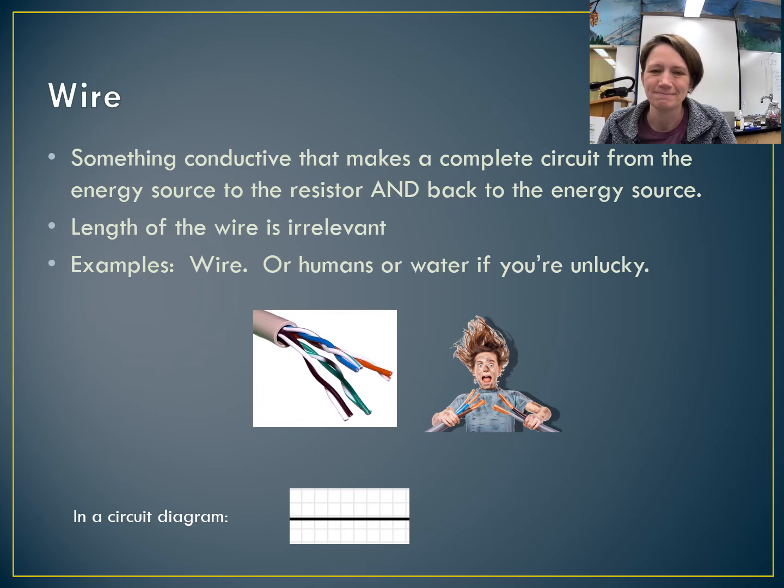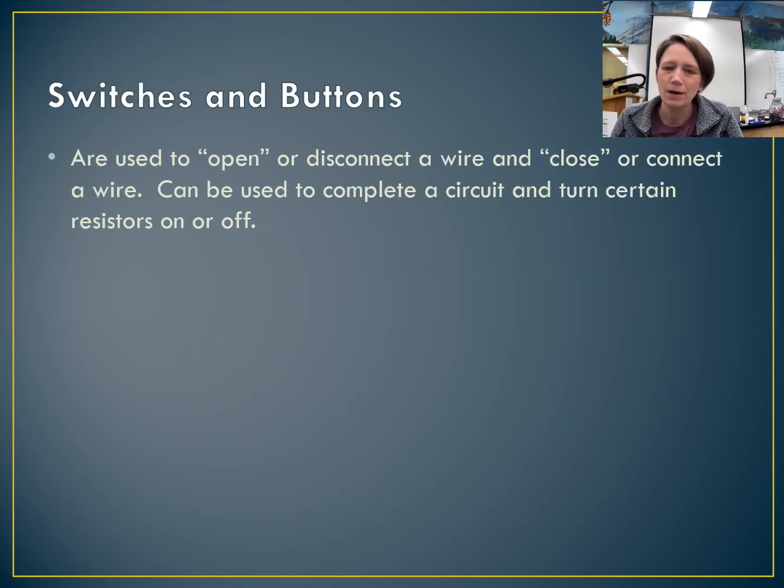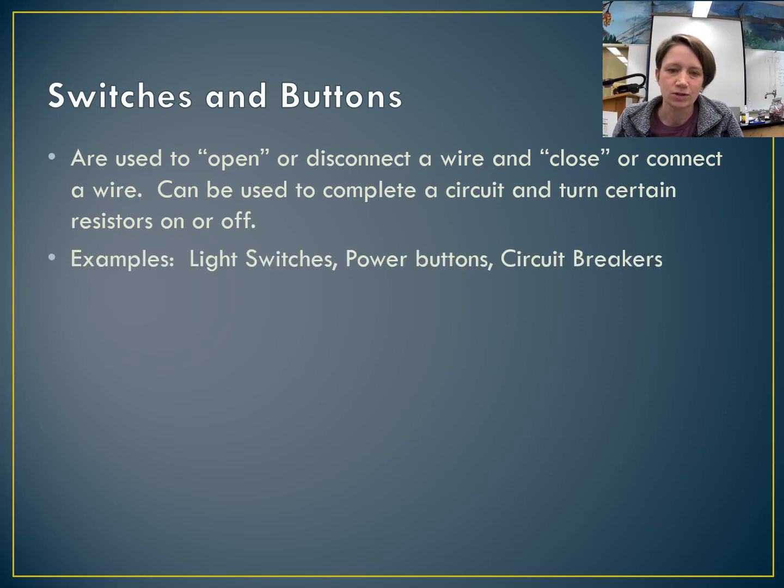Most circuits will have a switch or a button because otherwise you can't ever turn them on or off. And we say those switches and buttons have two states. Open is actually the same as off. So if a switch or button is open, then it prevents electricity from flowing through the wire and it would be disconnected. If the switch or button is closed, that means that there is a conductive pathway from one end to the other, and the switch would allow electricity to flow through. So you can use switches and buttons to complete circuits or to turn certain resistors on and off.